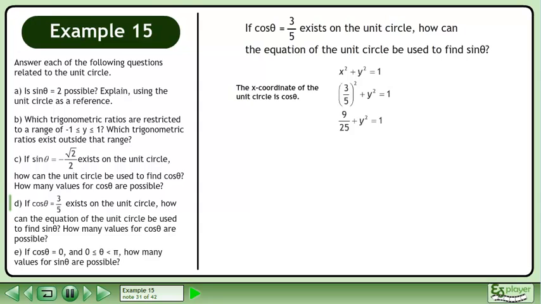Square 3 over 5 to get 9 over 25. Subtract 9 over 25 from both sides of the equation to isolate y squared. Get a common denominator of 25. This gives us y squared equals 16 over 25.